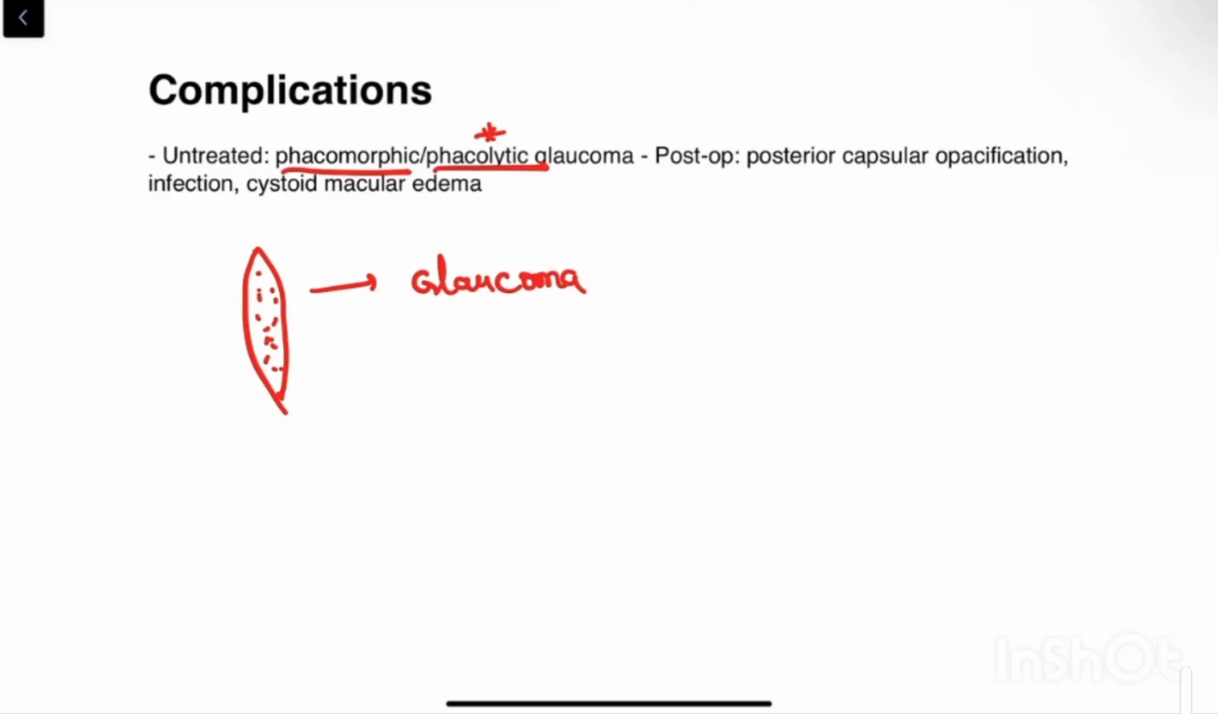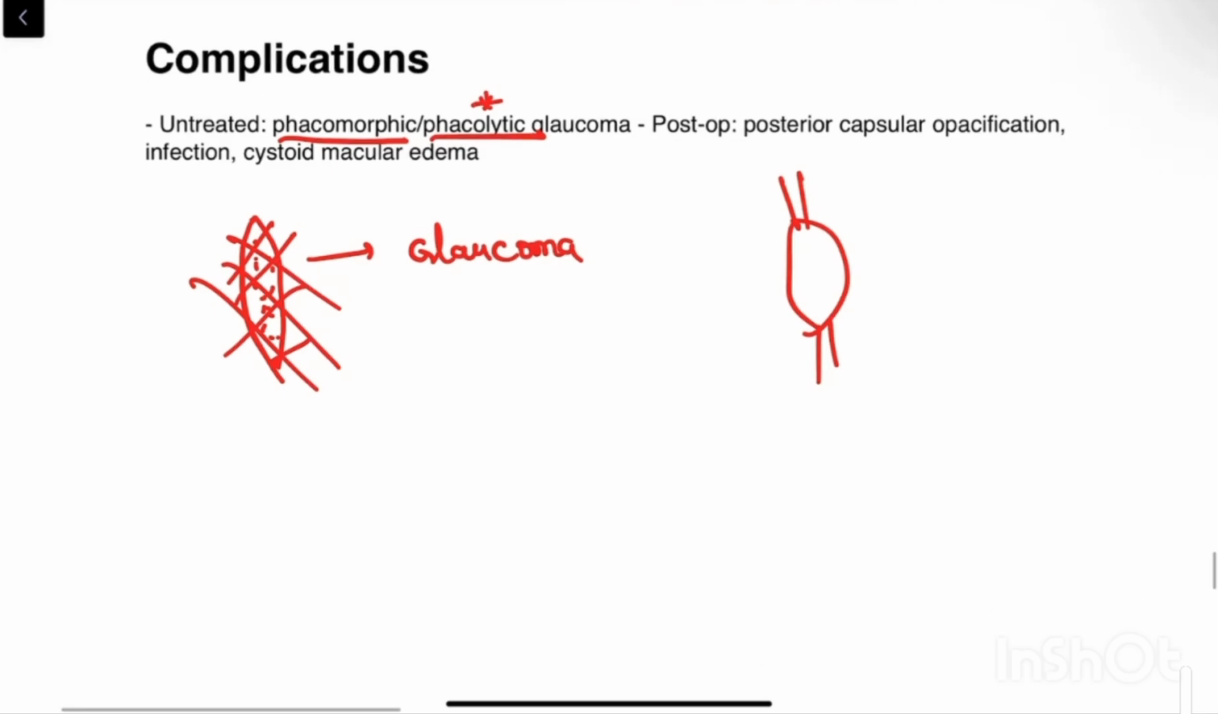So this lens shape alters, and because of that the shape, zonules will be there, and because of that reason, if there is glaucoma because of change in the shape of the lens, then that is phacomorphic glaucoma. If this lens particle breaks down, and because of that there is development of glaucoma, that lens piece can go and block the trabecular meshwork. So on blocking the trabecular meshwork, just like we have discussed yesterday, it will cause glaucoma. So that is phacolytic glaucoma. So phacomorphic and phacolytic glaucoma are complications of cataract.